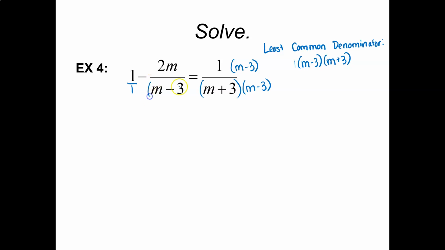So if I go over here, I've got m minus 3. This one needs an m plus 3 on top and bottom. So now that these two are good, they both match. They have our least common denominator. What about the 1? I need both right here. So I'm going to have to be multiplying by m minus 3 and m plus 3 both on top and bottom here.